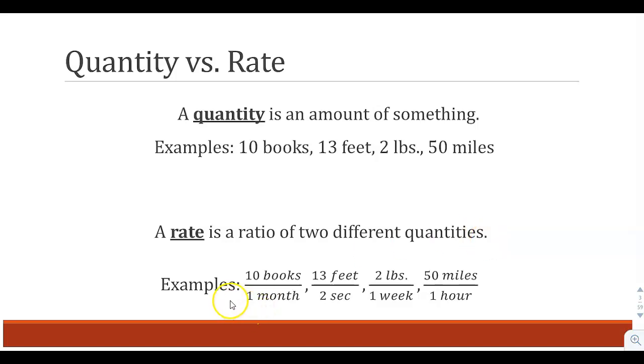So for example, maybe I can read 10 books in 1 month, or I travel 13 feet every 2 seconds. Or I can lose 2 pounds every 1 week. Or my car travels 50 miles in 1 hour.